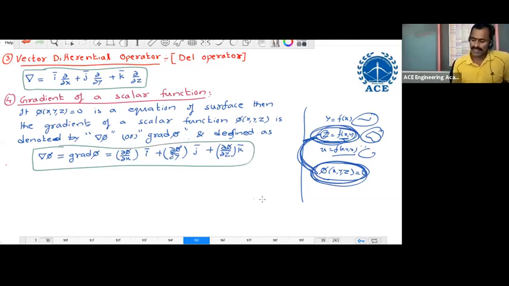That is, we are operating this operator on scalar function phi. And this converts the scalar function to vector function, because on the right hand side we have terms in i, j, k only. Input is phi, this phi is a scalar function, but output is in terms of i, j, k. It is a vector function. So the gradient converts scalar function to vector function only.